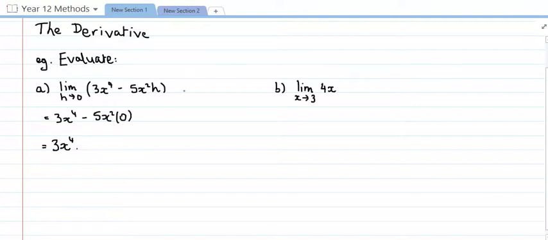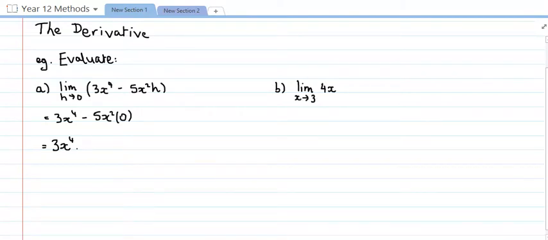The reason that I chose the example of h approaching 0 is because that is the common example, and we're always going to be dealing with h approaching 0 when we get up to the first principles. But I thought I'd include this other example here just to highlight that it can be a little bit different, and we don't always have to have h approaching 0. It can be other variables doing other things as well.